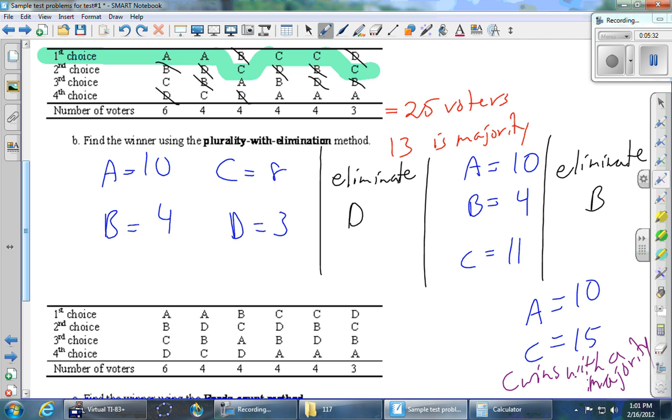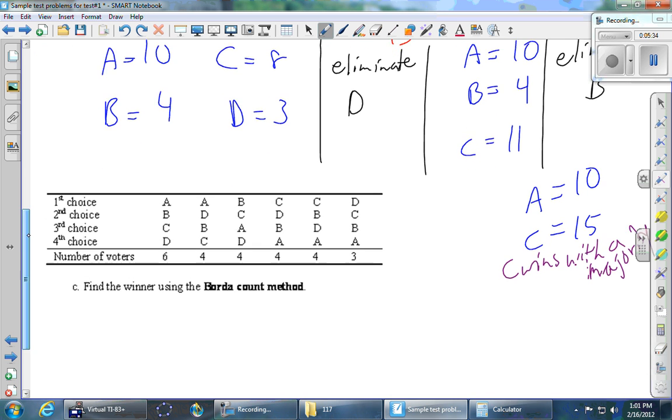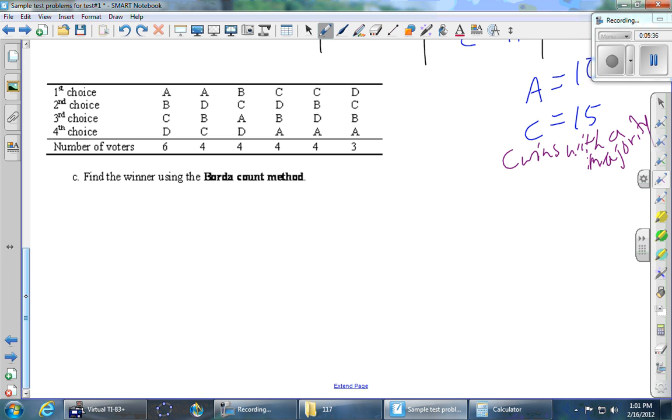Let's move on to the next part. Find the winner using the Borda count method. So remember, this Borda count idea involves points.